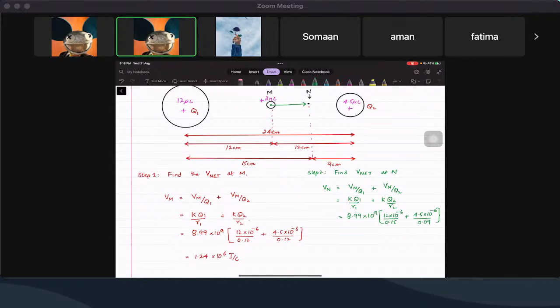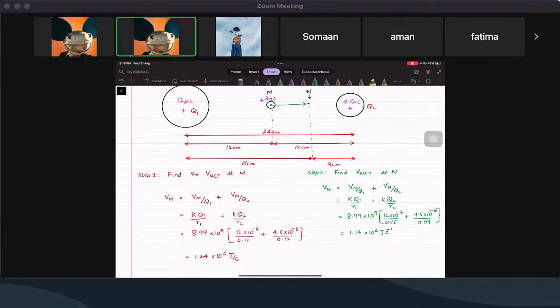When you try to attempt finding this, please just check whether my calculations are correct. It should be 1.17 times 10 raised to power 6 joules per coulomb. Yes, sir, it's correct. All right. Fatma, Aman, Gatika, and Rafi, do you guys understand this? Yes, I got it.